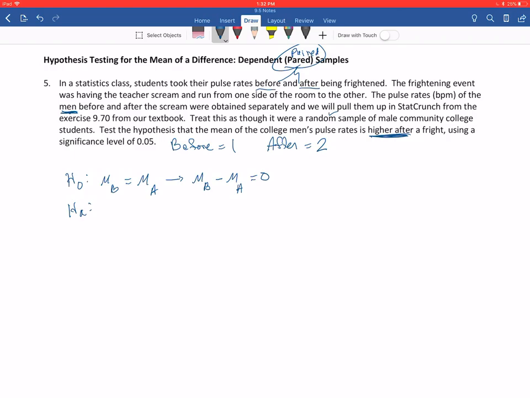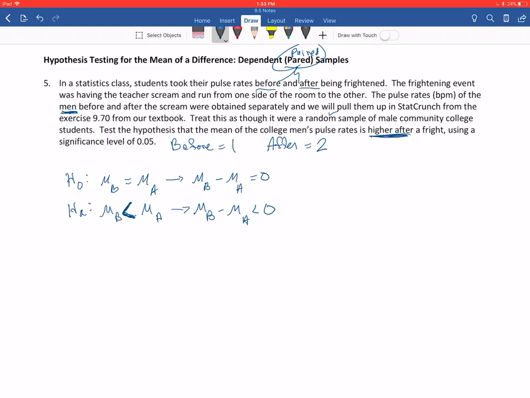You should be able to subtract them and get 0. And we are specifically looking for, is it higher afterwards? So be careful, because just because it says higher doesn't mean I'm automatically going to use a greater than sign. We want to know, is the after higher? So in this case, because of what I chose as 1 and 2, I actually need to use the less than symbol. And that's going to matter because that's a symbol I have to choose in StatCrunch when I get there.